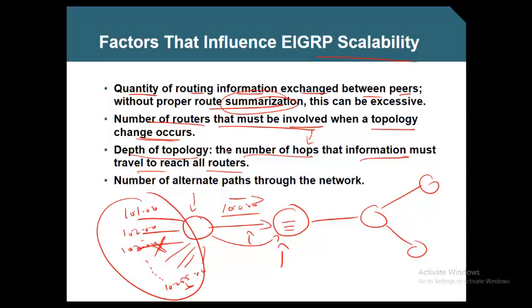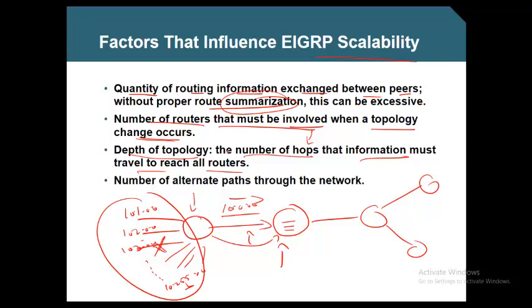One thing that we have already learned to control this is summarization. Summarization, we have already seen, isn't it? Have we done summarization? We have done two types of summarization: global summarization as well as interface level summarization. Yeah, so summarization is one thing. The other thing is alternate paths.